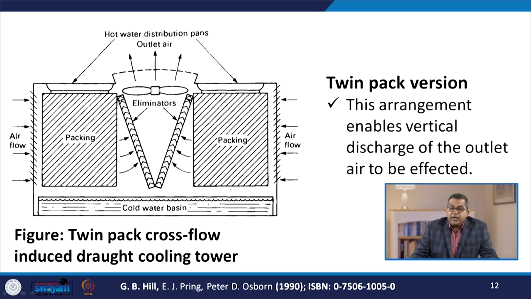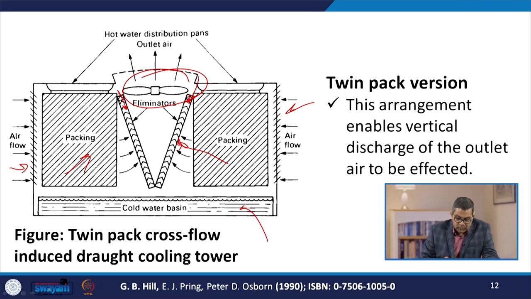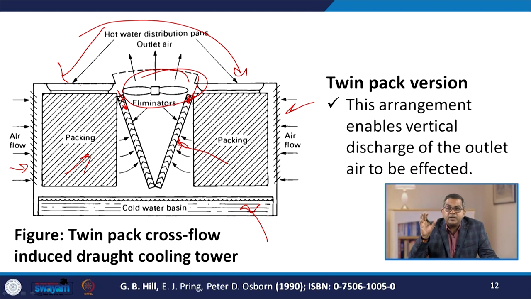Apart from this, we are having the twin pack version, that is a twin pack cross flow induced draught cooling tower. Here you see that this is the special design. Here you are having the air flow, and this is the eliminator. All these packings are supported by these eliminators, and you are having this axial fan over here. As usual, we are having this cold water basin, and the hot water distribution network is attached over here. This arrangement enables vertical discharge of the outlet, and this is to be effective.